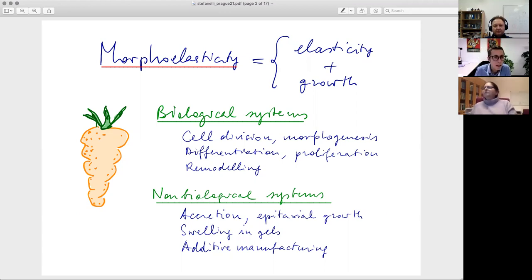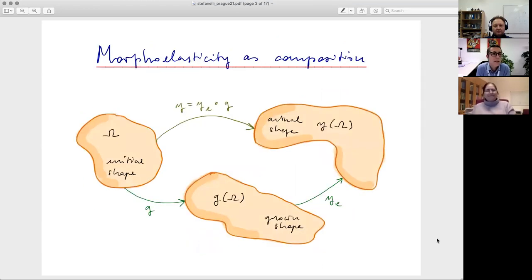So the first step toward the description of this is for me to discuss the possibility of describing morphoelasticity as a composition of maps. Here on the left, indicated by omega, I think you can see my pointer, right? Indicated by omega, you have what I would like to call my initial shape, my baby carrot. And then I imagine that over time, the baby carrot has changed and has gained its actual shape. This would be the grown shape, G of omega.